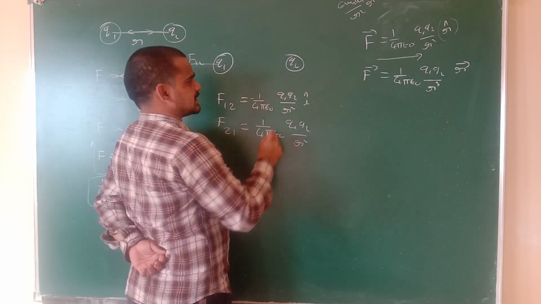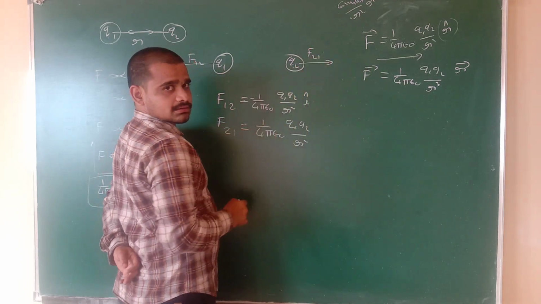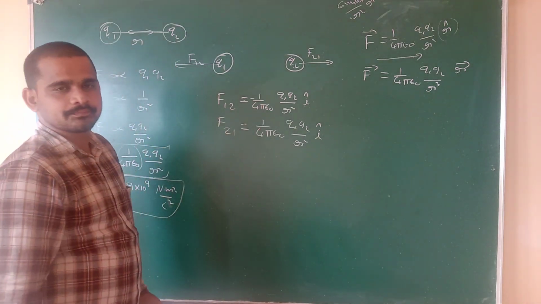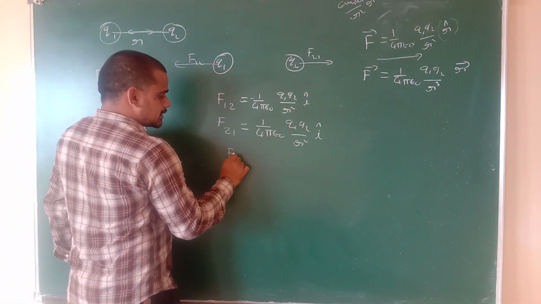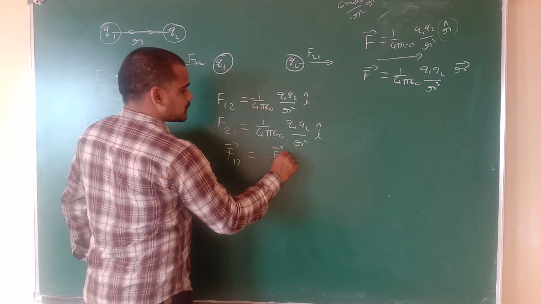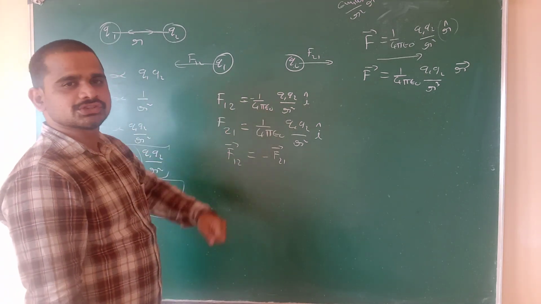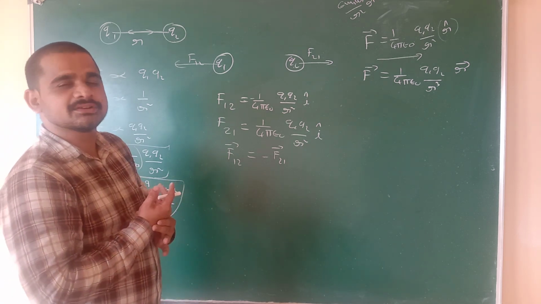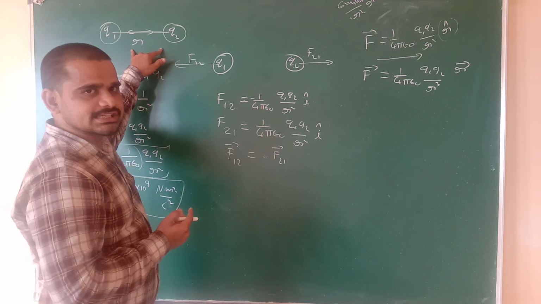What's the direction of the force here? Direction of the force is in this direction, along F21, in the positive x-axis direction. So I take it as i cap. If you observe here, these two are equal in magnitude but opposite in direction. Magnitude is 1 by 4 pi epsilon naught by r square. So this is the force present between the two charges if they are separated in free space.